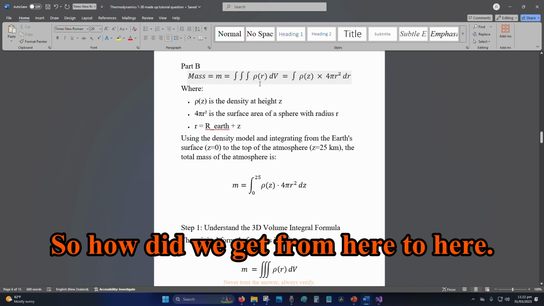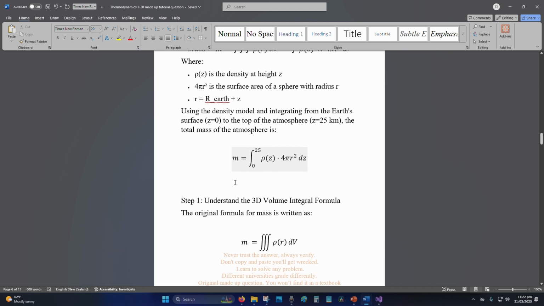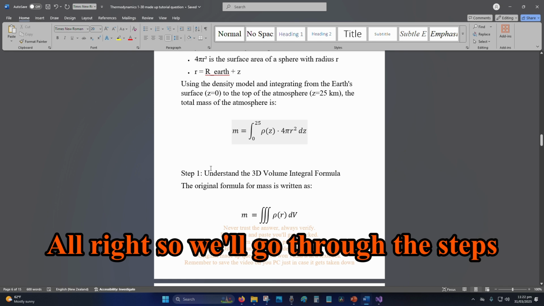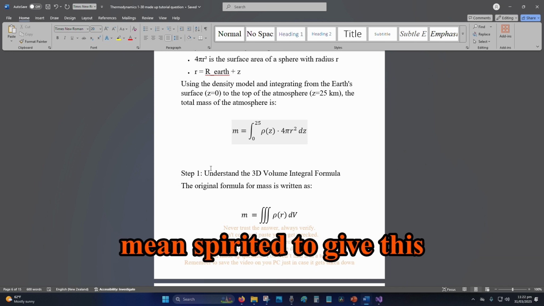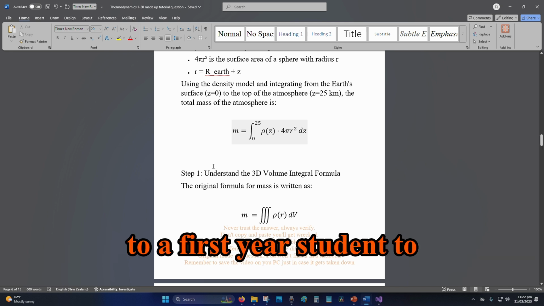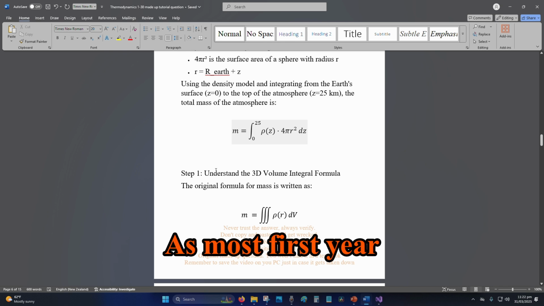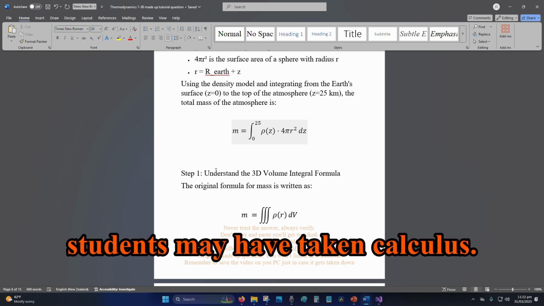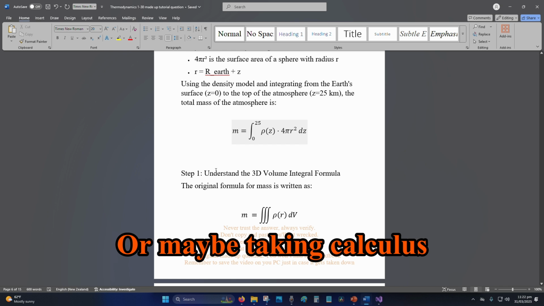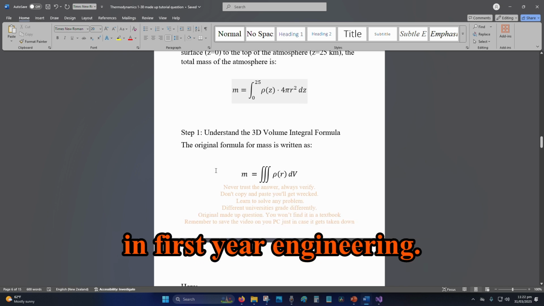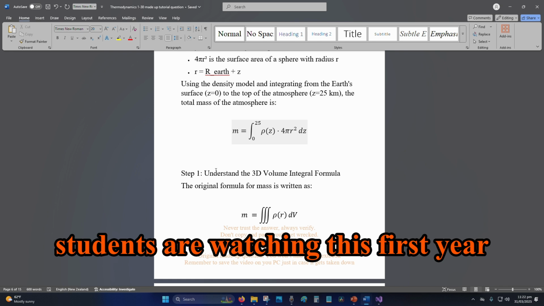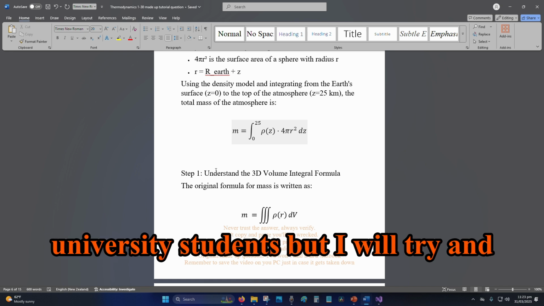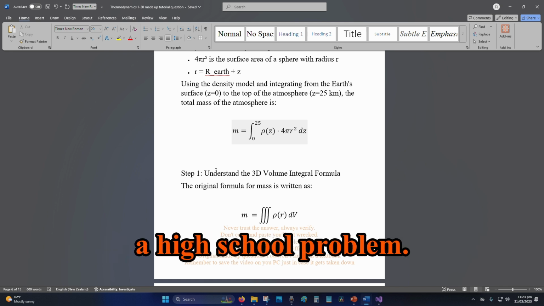So how did we get from here to here? Alright, so we'll go through the steps of integration, because this is a first year question, which again, it's pretty mean-spirited to give this to a first year student to solve, as most first year students may have taken calculus, or maybe are taking calculus in first year engineering. Okay, so I'm going to assume that first year university students are watching this, but I will try and explain it as if it is a high school problem.